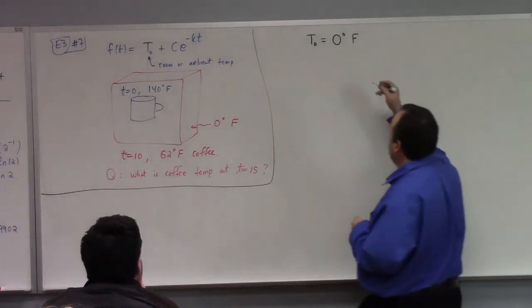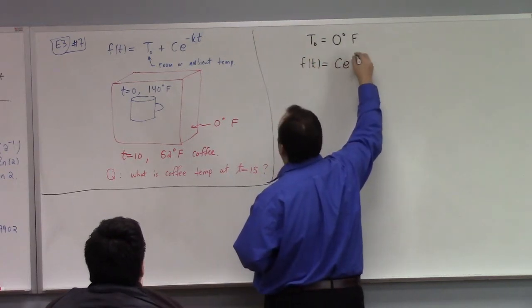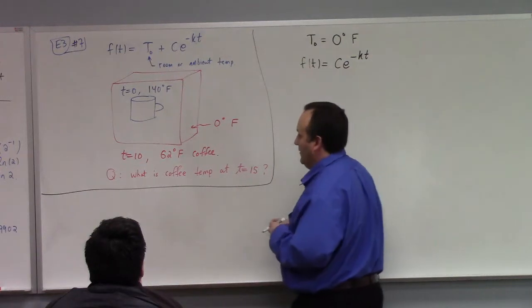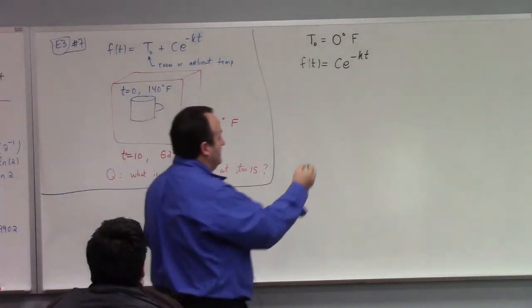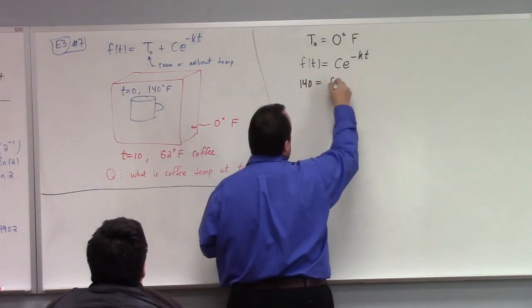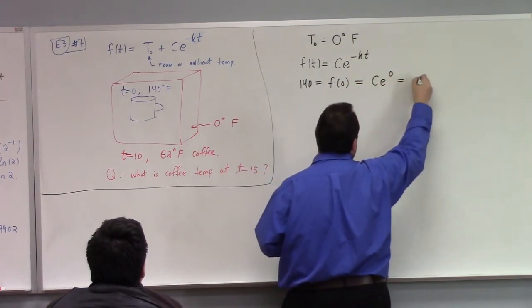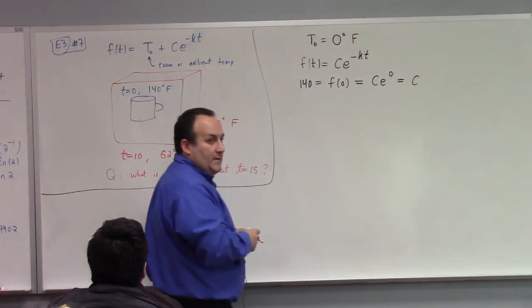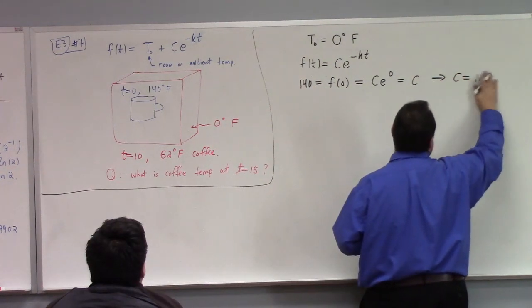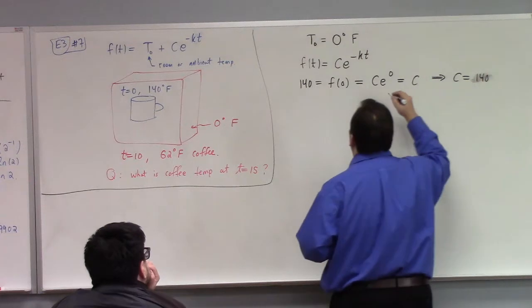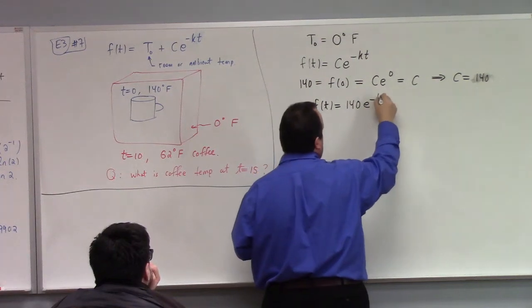Great. So we have, by the way, f of t is the temperature, right? So f of t is c e to the minus kt. We use that. We also know that the temperature at time 0 is 140, which is c times e to the 0, also known as c, because e to the 0 is 1. So this shows me that c is equal to 140. So f of t, apparently, is 140 e to the minus kt.